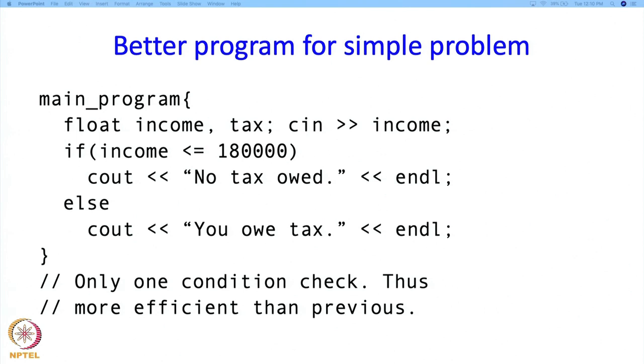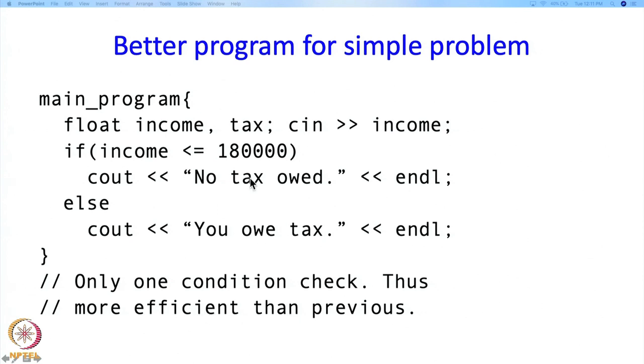So, you will see that this statement was designed to improve our tax calculation program. So, here it is, we have the same part so far, but now instead of checking whether income is greater than 180,000, since we already know, we can just say you owe tax, because the else is going to be executed exactly if income is greater than 180,000. So the else part or the alternate part will be executed only if income is bigger than 180,000, in which case you owe tax will be printed. So, in other words, we are checking the condition only once. And in that sense, this program is a little bit more efficient than the previous program.